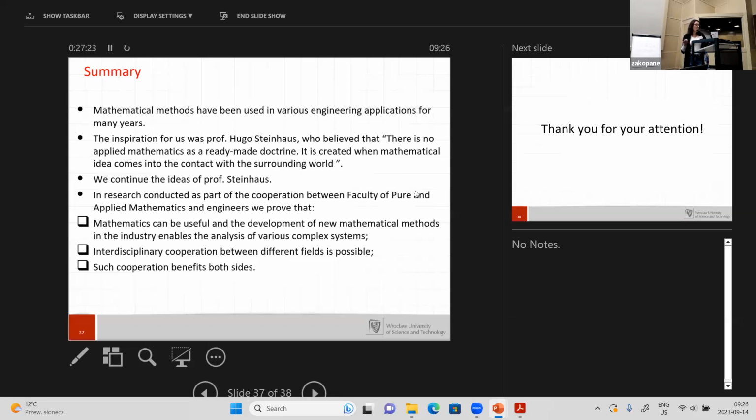And here we prove that mathematics can be useful in real problems, engineering problems, and that interdisciplinary cooperation is possible, and such cooperation, of course, benefits both sides.